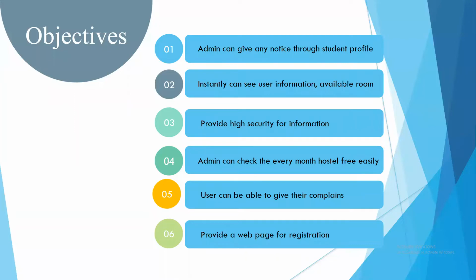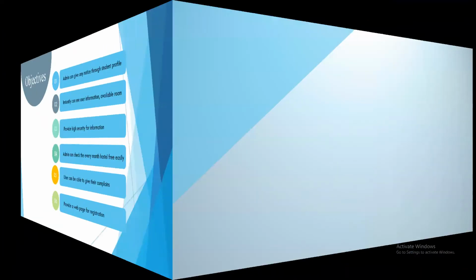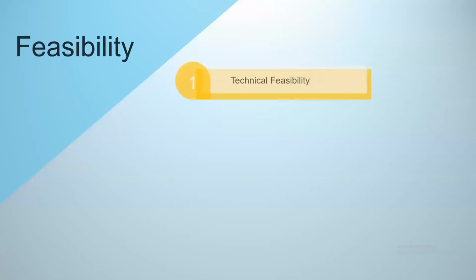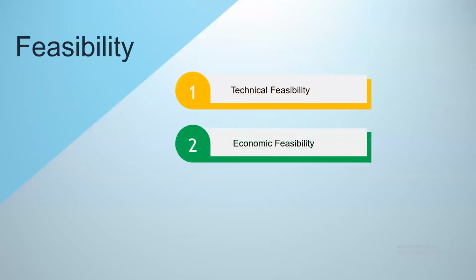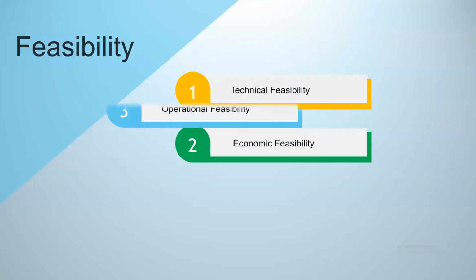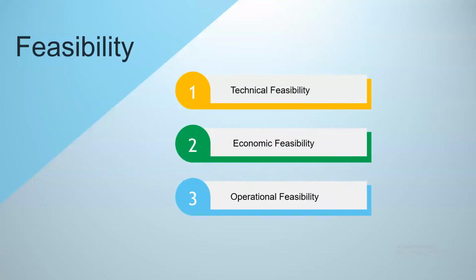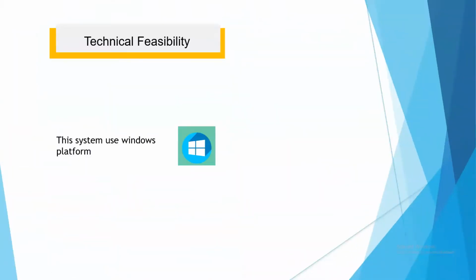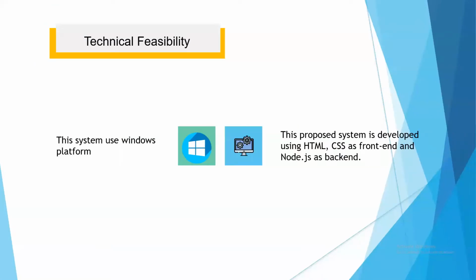Now I discuss the feasibility analysis of our project. We divided our feasibility analysis into three parts. First one is technical feasibility, second one is economic feasibility, and lastly, operational feasibility. First of all, technical feasibility. Our hostel system is technically feasible.